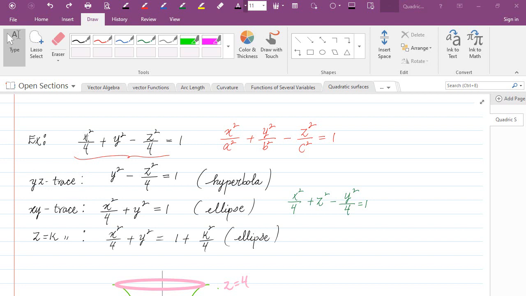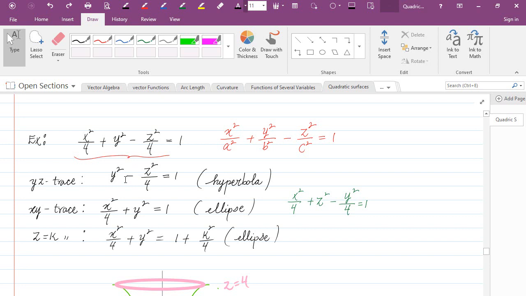Well, you plug in 0 for x here, so that then what you get is y squared minus z squared divided by 4 is equal to 1. Now this is the equation of a hyperbola, where the hyperbola opens or extends along the y-axis.